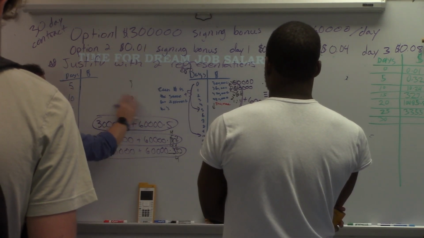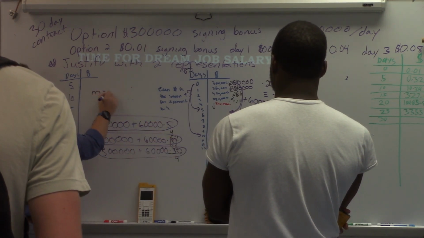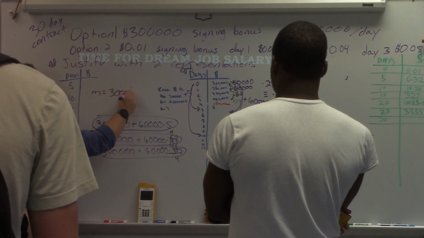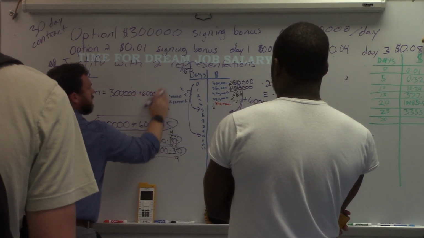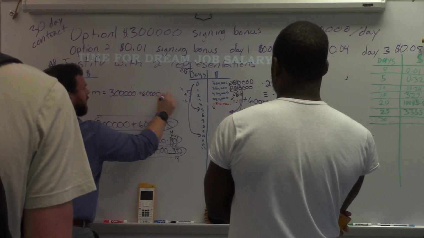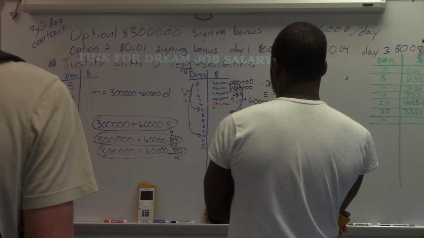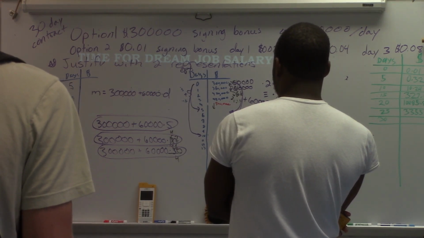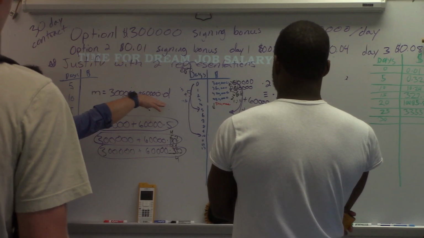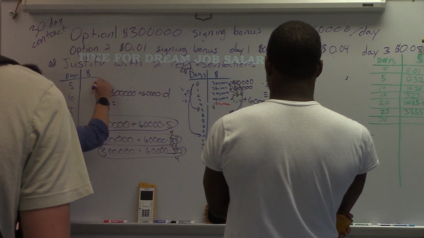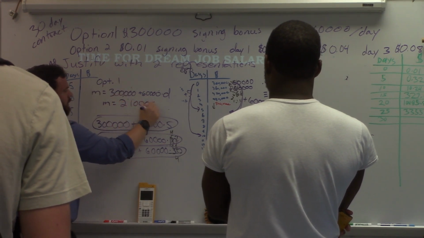But notice, instead of 5, 10, or 30, what should I put there? D. Why D? Because we said the number of days. Oh, man, that makes a lot of sense, doesn't it? Okay, so 60,000 times D. And now this could be nice and easy, right? But notice, if I just type 30 in, that's my input. I'm going to get, for option one, a total of 2,100,000.